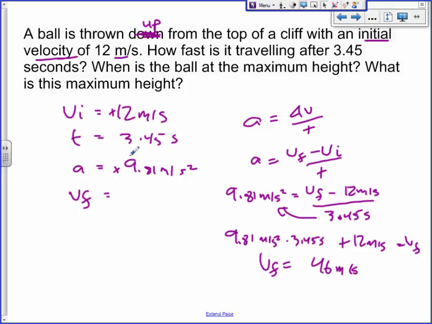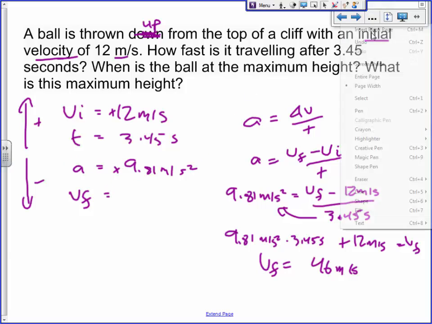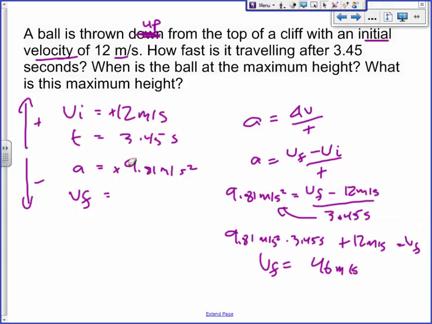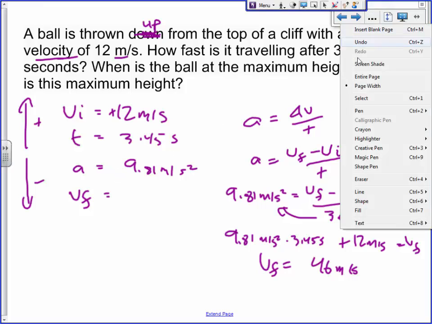positives and negatives, right? So we should make sure we're clear, though, as to which direction is which. So why don't we make up be positive, and let's make down be negative. We just need to make sure we're clear on that. So then the only difference now would be that acceleration would actually be a negative number.